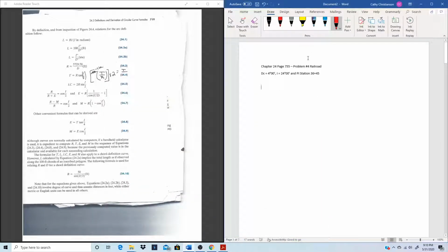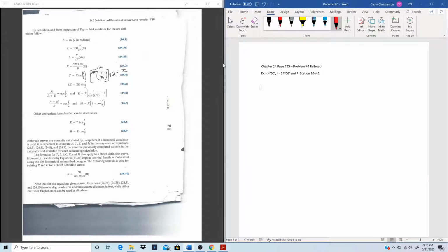Okay, so I'm going to work chapter 24, problem number 4 in the back of the chapter. It's on page 755. Problem number 4 is giving you a railroad problem, so it's a railroad curve. Degree of curve is 4 degrees, I is 24 degrees, and the PI station is 36 plus 45. It wants us to solve for L, T, E, M, LC, R, PC, and PT.